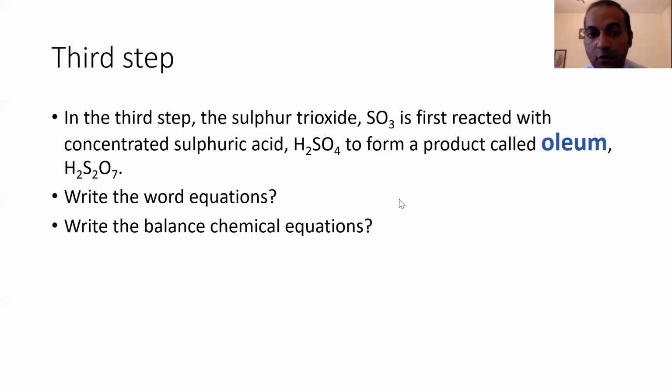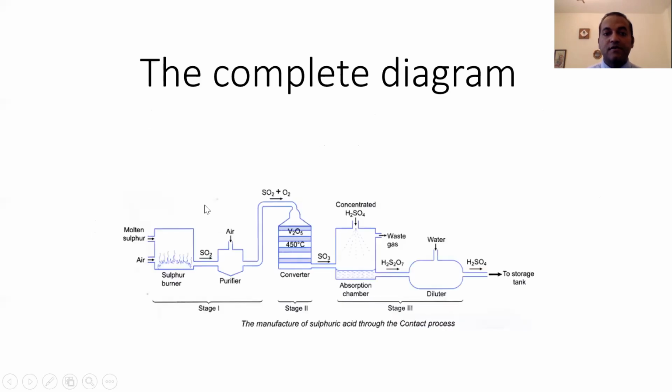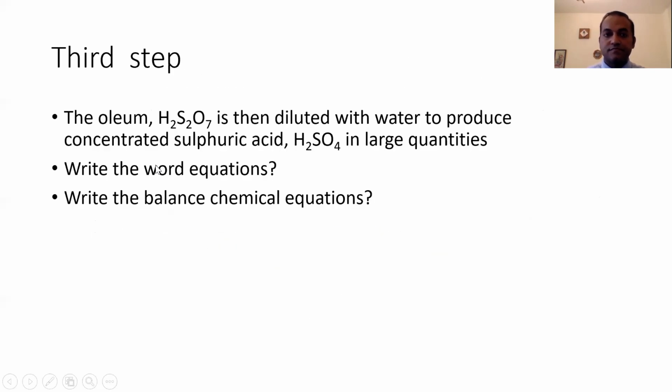Okay. So we were able to write our word equation. We are able to write our balanced chemical equation. The next one. Okay. The oleum is then diluted with water to produce a concentrated sulfuric acid in large quantity. Write the word equation. Okay. So let us do the last today. It's the last equation.